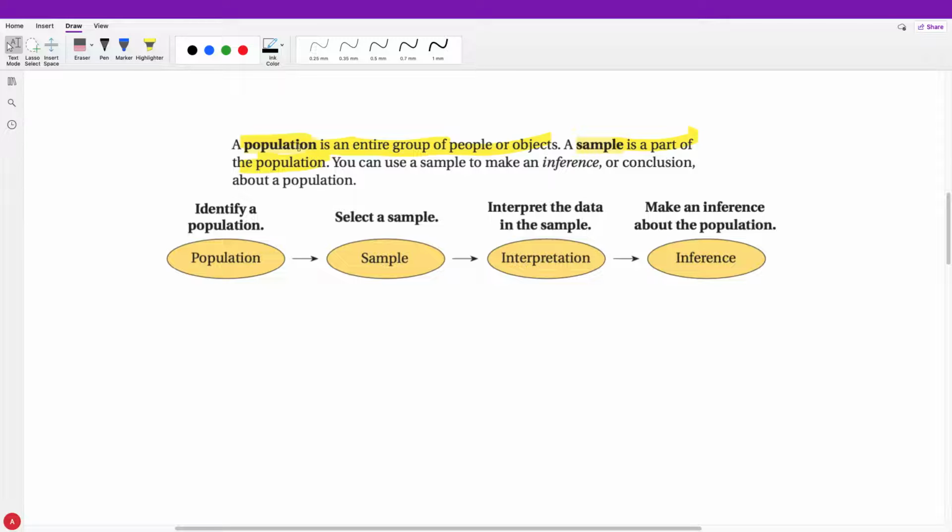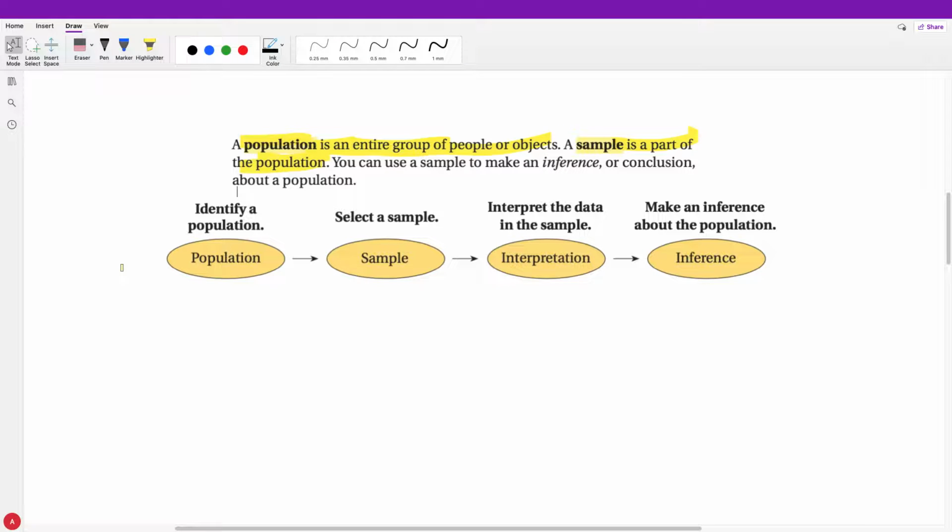So our population could be the entire school. And from there, we can say, okay, we don't want to look at the entire school. Let's just look at a little part of it. So we can take the sample out, which is a part of the population. We can say we're only going to focus on all the middle school students, or we can focus on homeroom 7A. The sample is a part of the population, and the population is the entire group of people or objects.